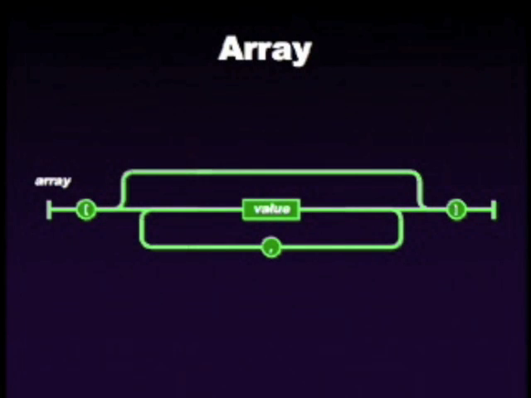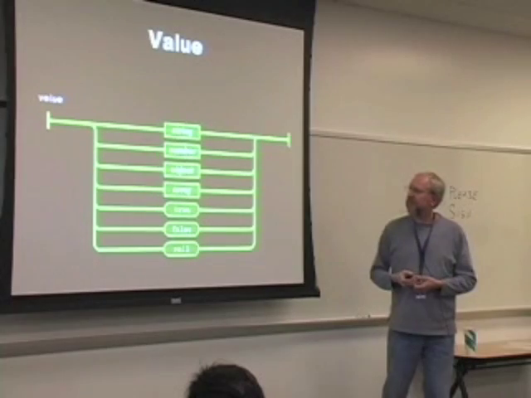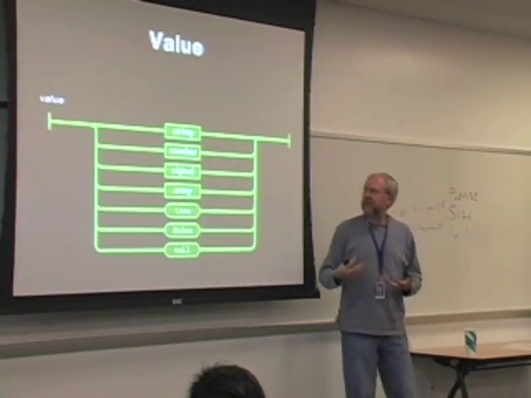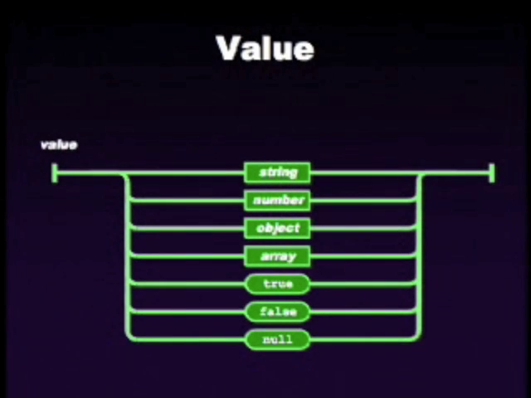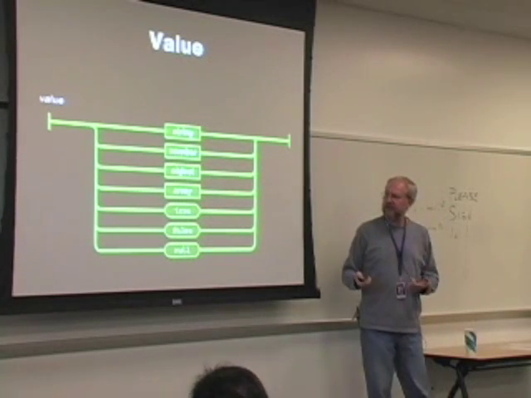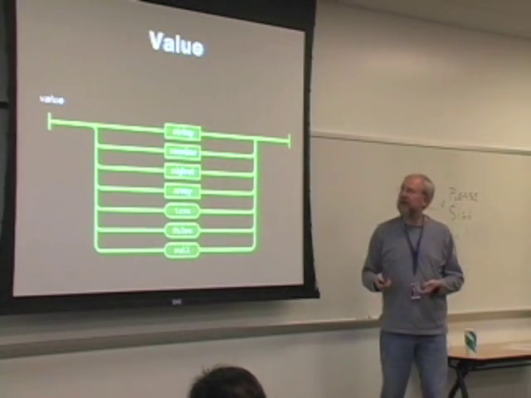This is the structure for arrays, even simpler, just a set of values in square brackets. These are the values in JSON: strings, members, objects, arrays, true, false, and null. We don't have undefined because we're trying to be language independent. We don't have NaN, again, because we're trying to be independent of any numerical representation. So we can go between lots of different languages.